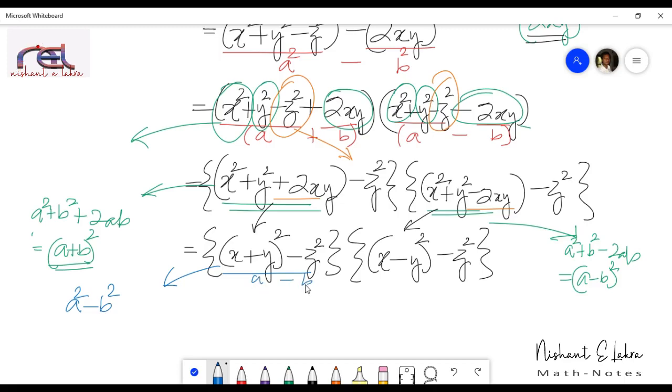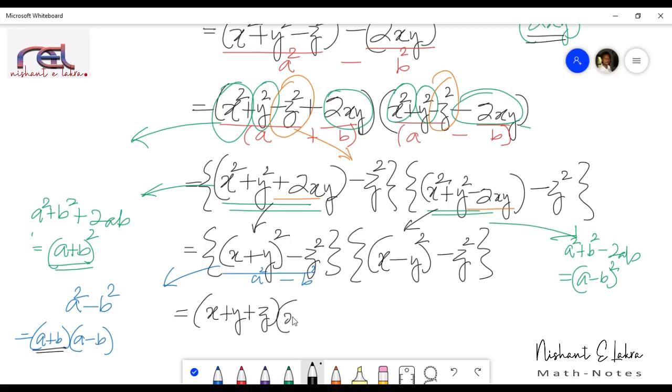Now you notice here that the first set is in the form of a square minus b square, right? X plus y whole square is a square, minus z square, where z square represents b square. So what is the expansion of a square minus b square? You know it, right? A plus b in brackets into a minus b in brackets. X plus y represents a and z represents b. So we will replace the values here, right? X plus y is a plus the value of b, that is z, right?